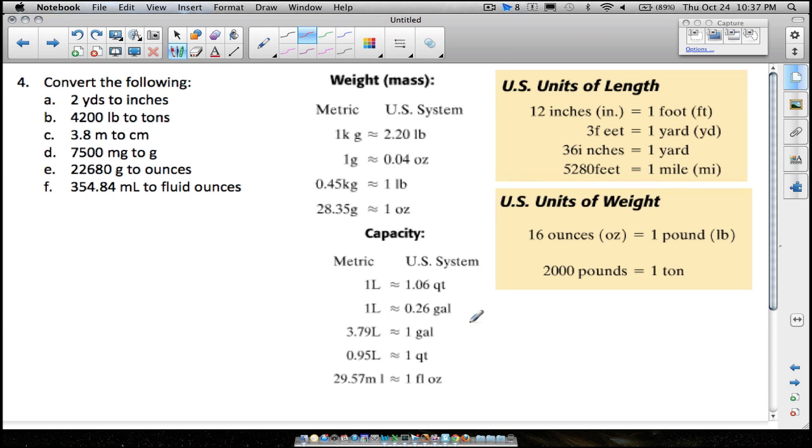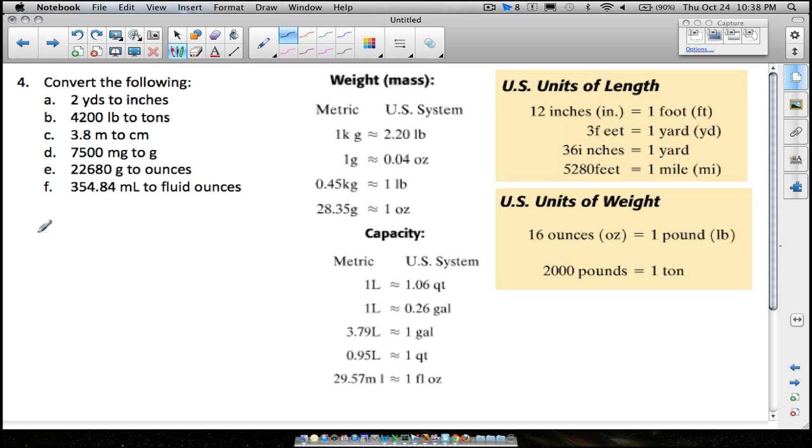Number 4, convert the following. So I have all these tables over here to the side, charts, tables, whatever you want to call them, and we're going to convert, in this case, 2 yards to inches. Don't stress about trying to memorize these. I will supply these charts right here for you on the module exam. I just want to make sure you know how to use them.